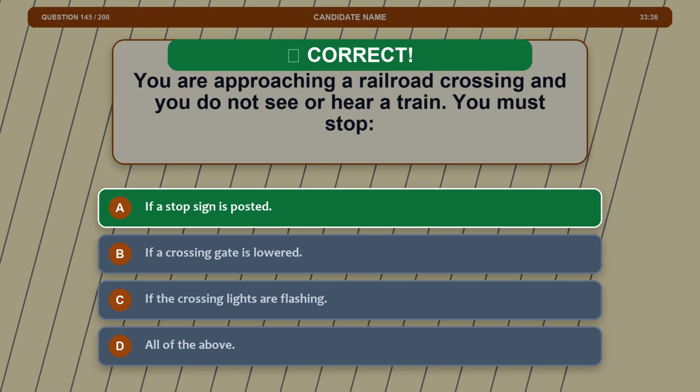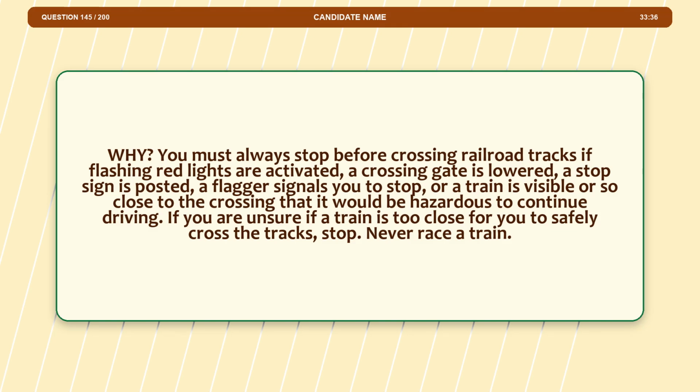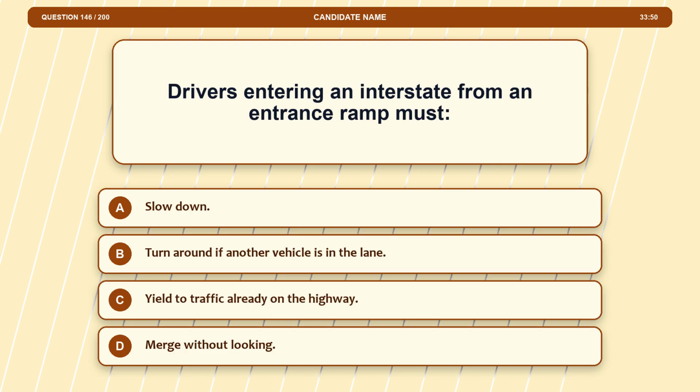The correct answer is option A, if a stop sign is posted. Explanation. You must always stop before crossing railroad tracks if flashing red lights are activated, a crossing gate is lowered, a stop sign is posted, a flagger signals you to stop, or a train is visible or so close to the crossing that it would be hazardous to continue driving. If you are unsure if a train is too close for you to safely cross the tracks, stop. Never race a train.